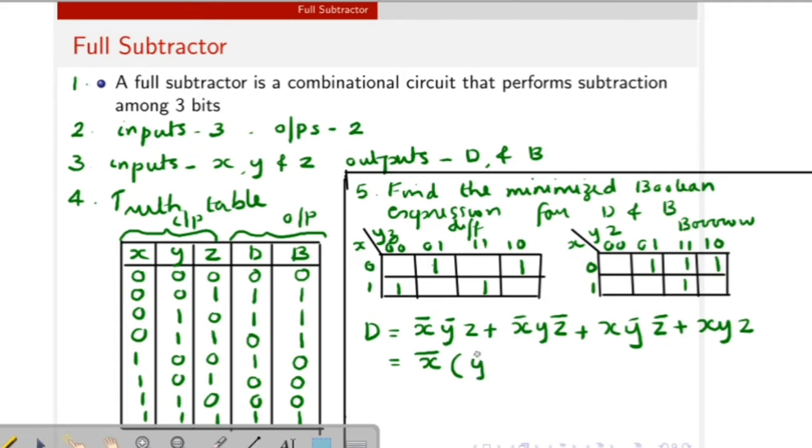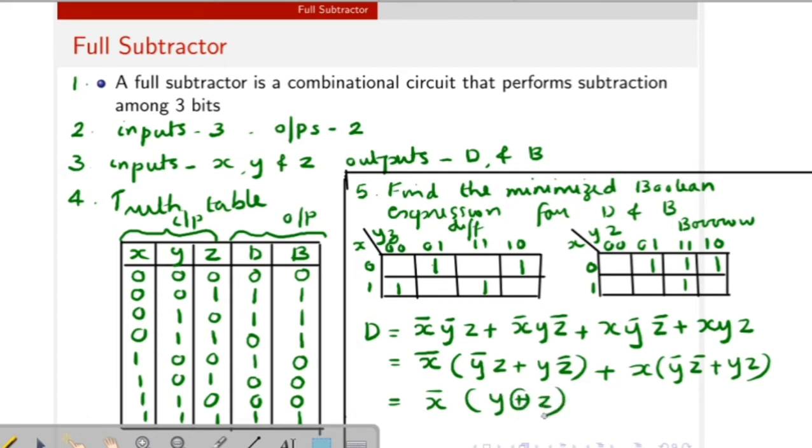So we have x bar into (y bar z plus y z bar), plus, again applying the distributive law for this term, x into (y bar z bar plus y z). Okay, so this is equal to x bar into (y bar z plus y z bar), which is y XOR z, plus x into (y bar z bar plus y z), which is y XOR z complement. Okay, so this is equal to x bar into y XOR z plus x into y XOR z complement.